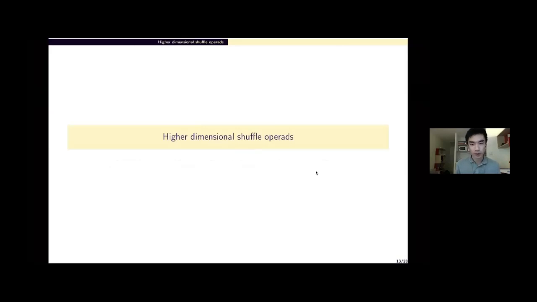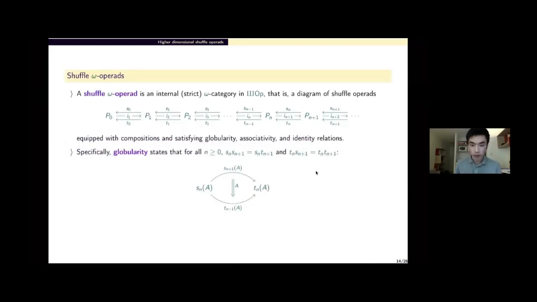And so we'll be working, as announced, with higher dimensional categories, and specifically with strict omega categories. So these are infinity categories where all of the composition, associativity, and identity rules, relations, and axioms are strict. And so here's the definition. A shuffle omega operad is an internal strict omega category in SHA-OP.